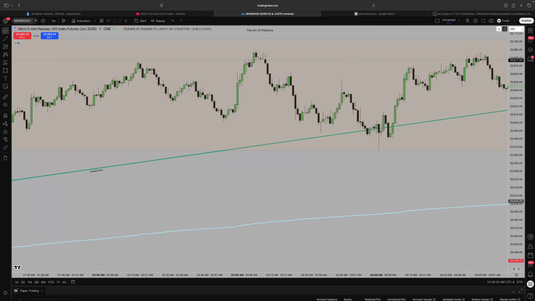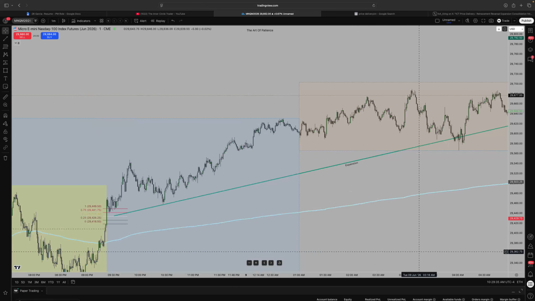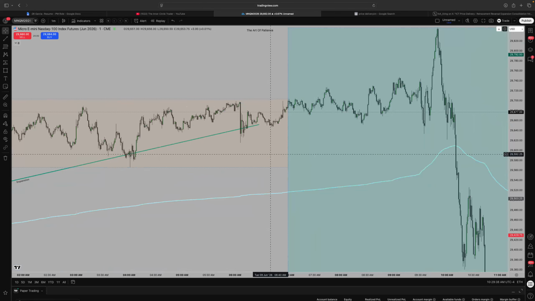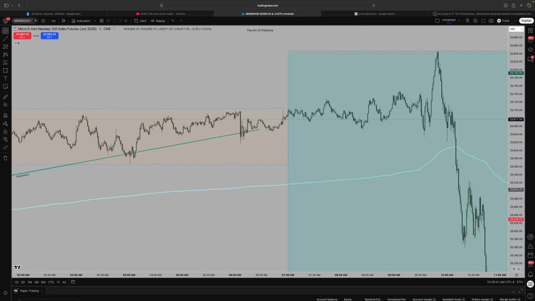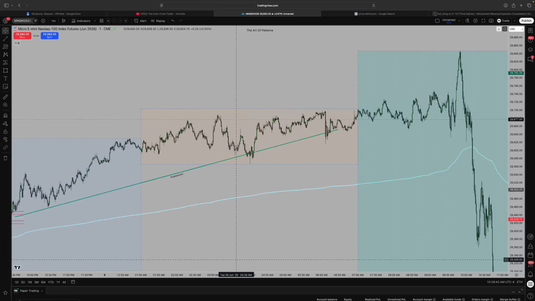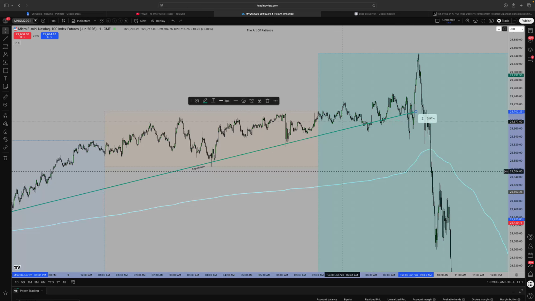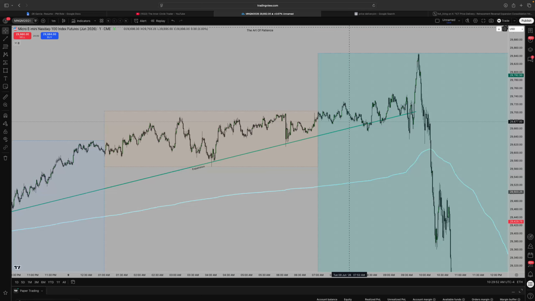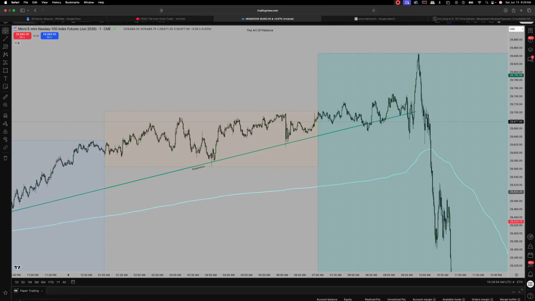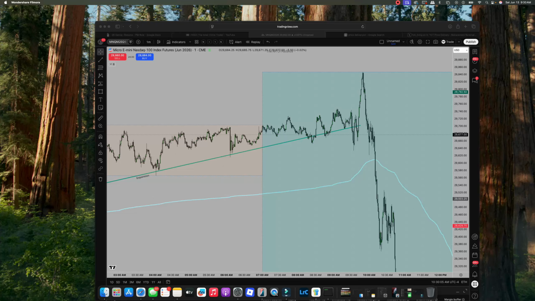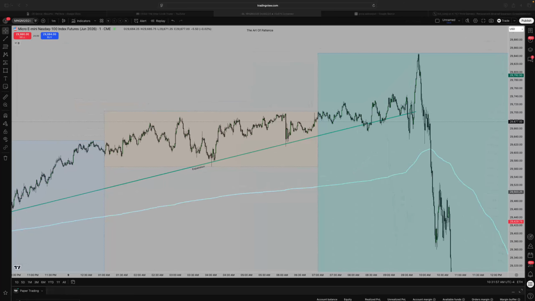And what happens after expansion? We go into a retracement or reversal. So I would say that all of this move here is an expansion move. Okay, 1 second. Okay, I had to pause the video for a few minutes.